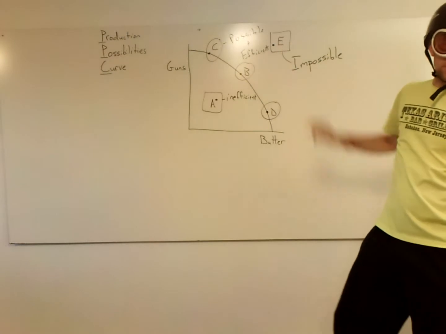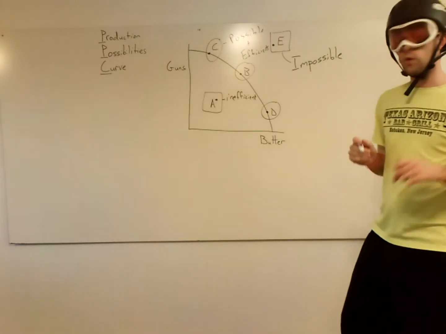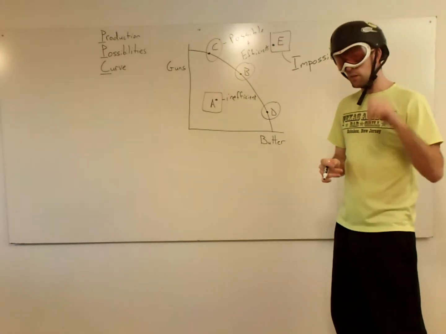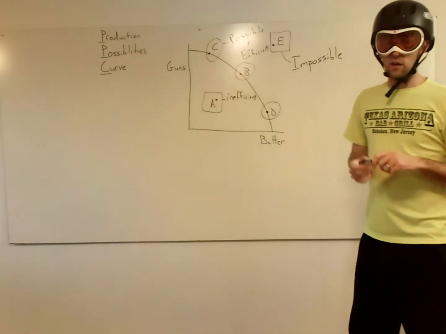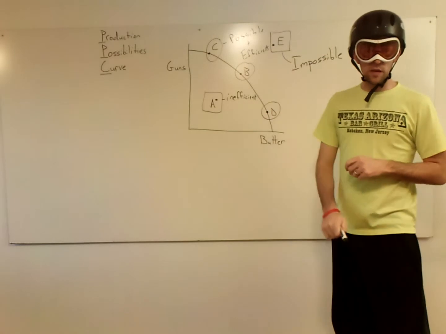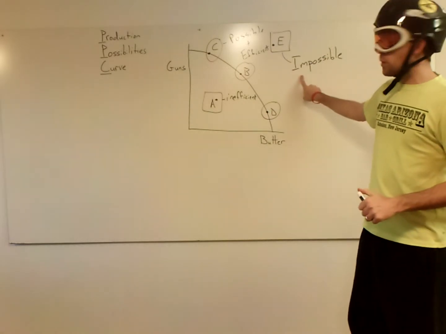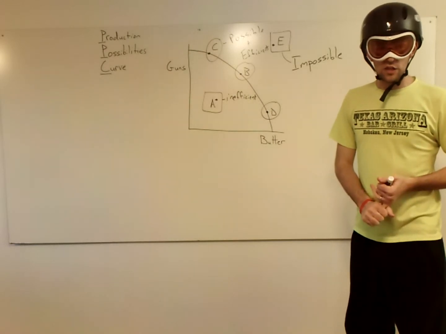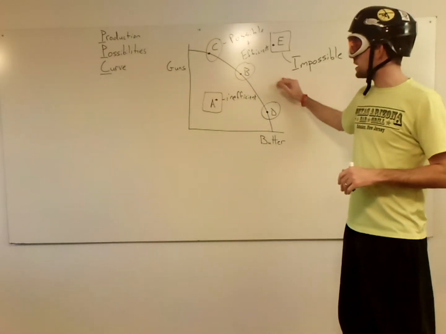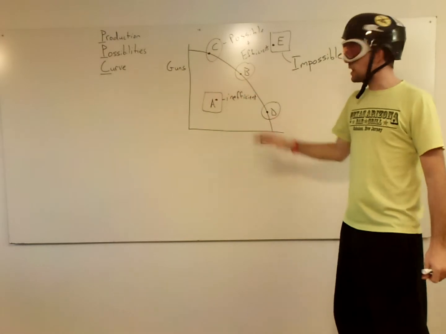We cannot produce at point E here with our given resources. Some of my macro people who are really sharp may be able to call me out on this just a little bit, but for the most part, this is impossible right now. Given the resources we've got, given the level of technology that we have, we can't get out to E. We're stuck here at C, B, D.